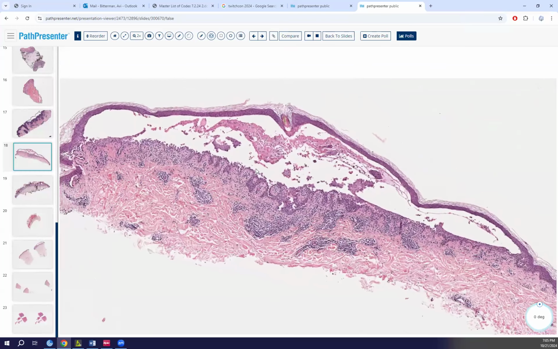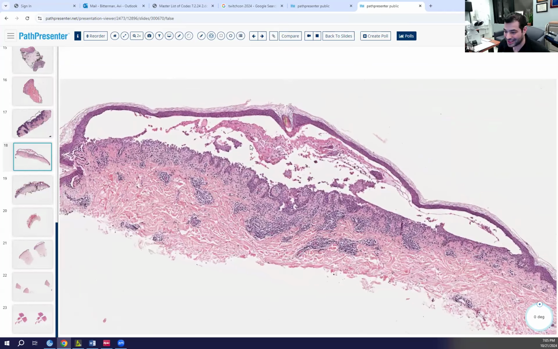Wait, what's the answer to my question? Is a hair follicle involved? Oh yeah, it does look like it's involved. You can kind of infer that, right? The hair follicle didn't just get this whole thing, it's coming off.